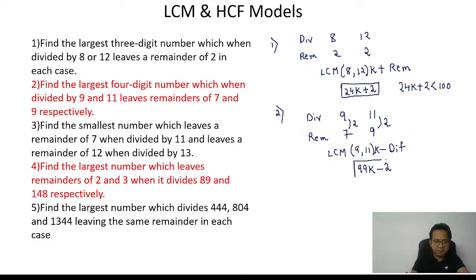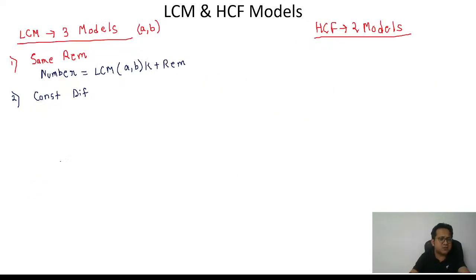Remember, this is just to help you remember, okay? I'm not teaching for the first time. So if you're seeing this for the first time, you will not understand. But if you have revised, with 24 hours left for the CAT, you have done number system once, this should come to you, right? 99K minus the difference. So model 2 was constant difference. The number is given by LCM of A, B into K minus the difference.